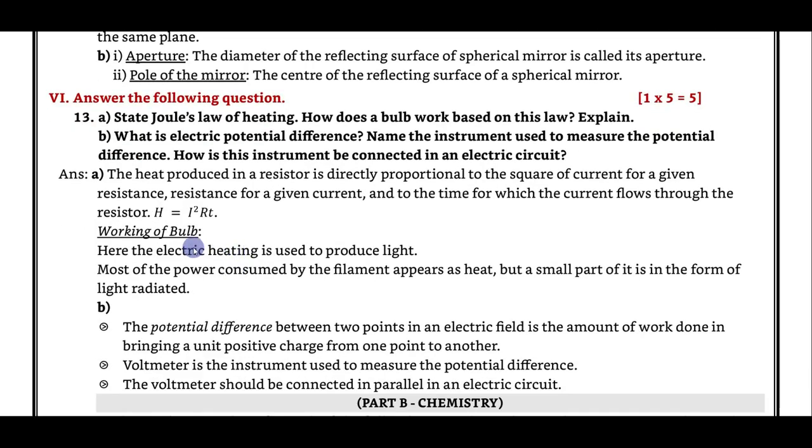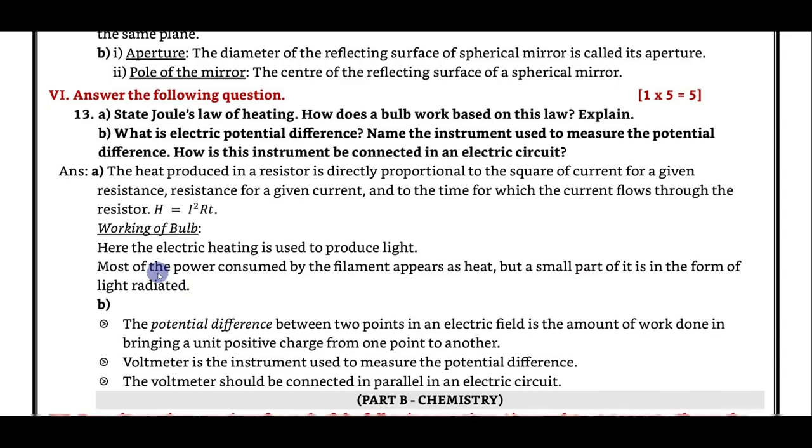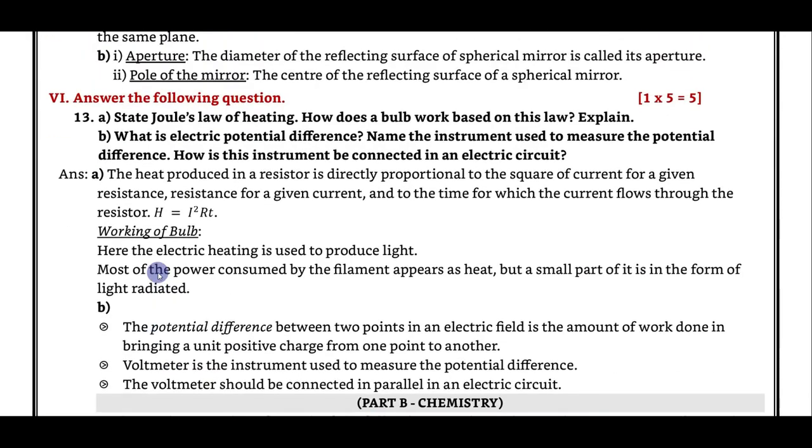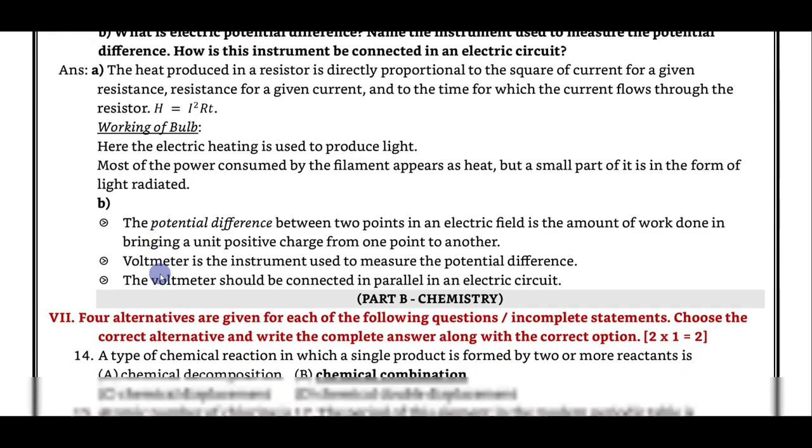How a bulb works. Here the electric heating is used to produce light. Most of the power consumed by the filament appears as heat, but a small part of it is radiated in the form of light. When the current passes through the filament, what happens? It gets heated up. Because of this heat, a small part appears in the form of light. Therefore, that is how the bulb works.